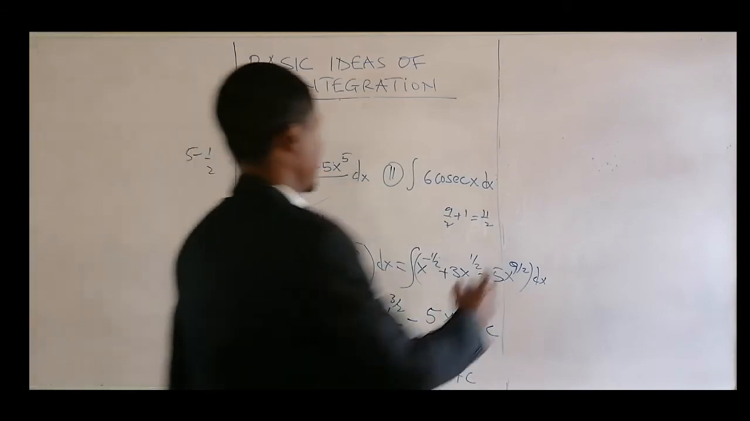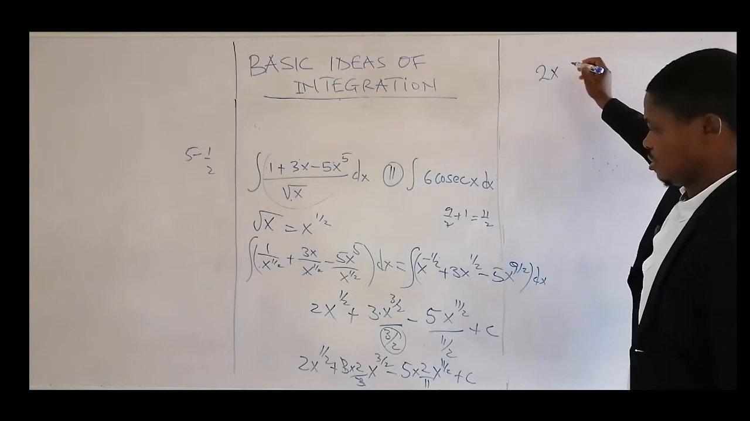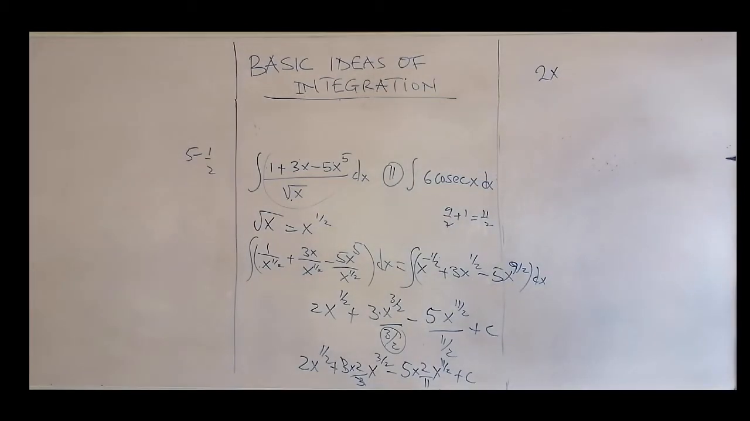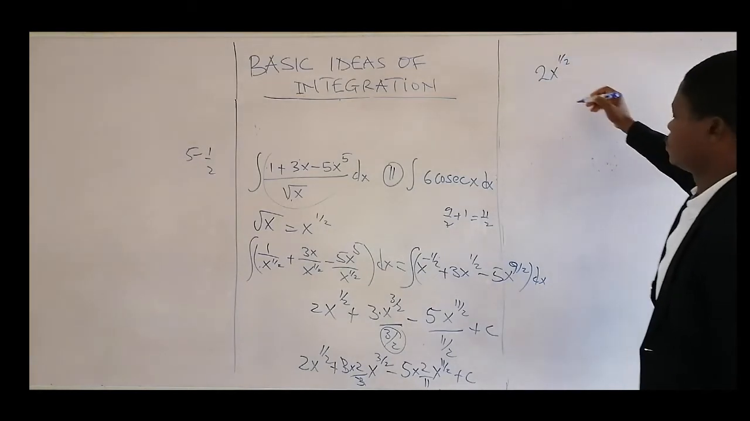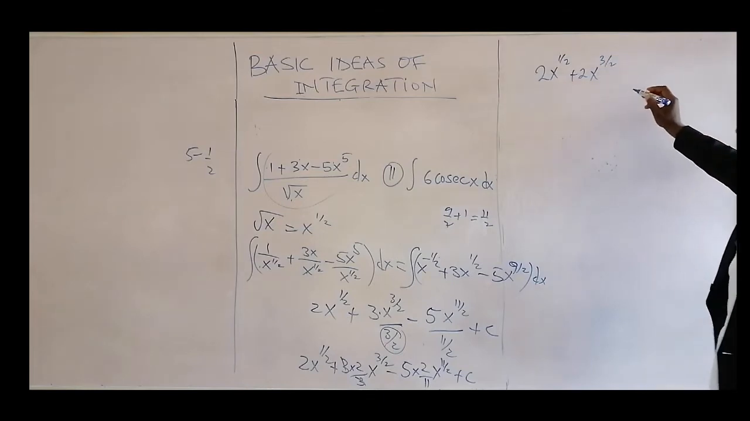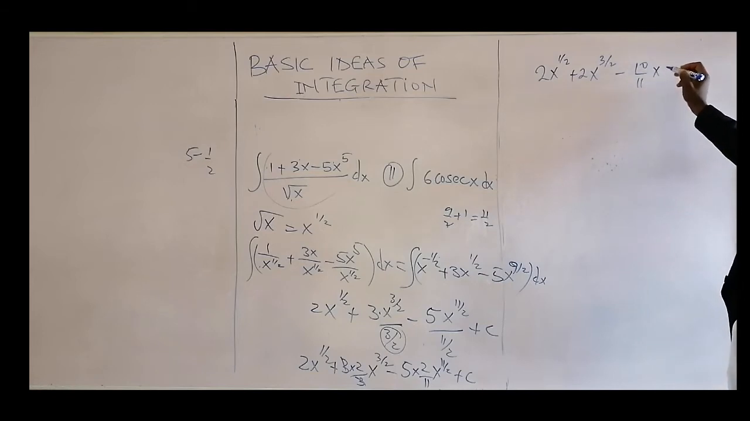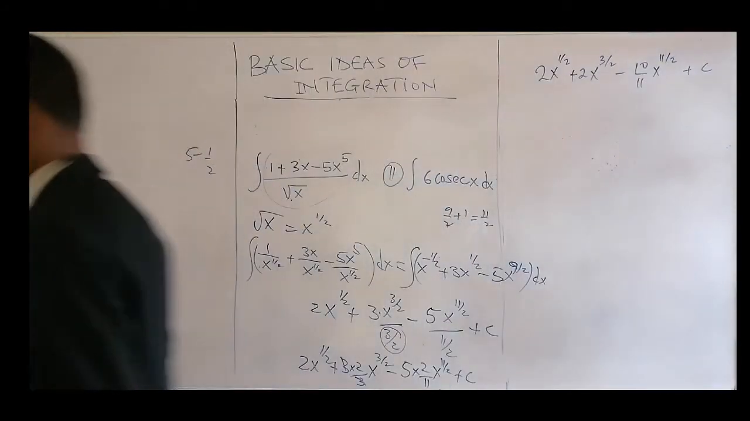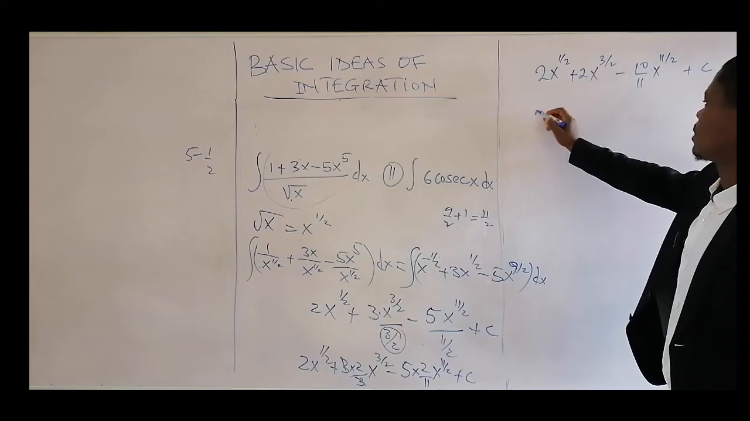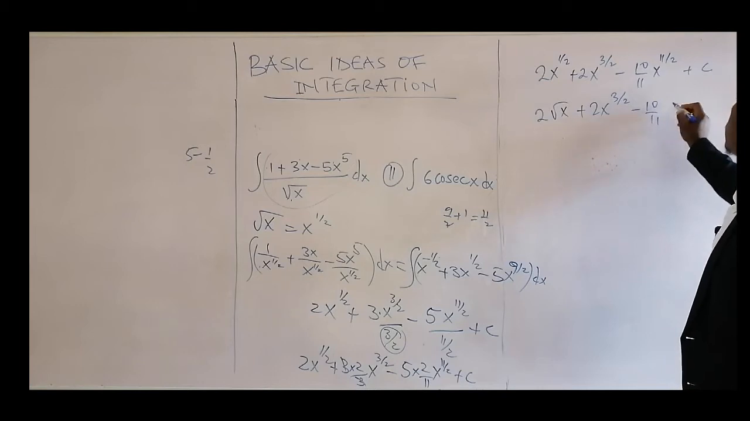Okay, so finally, your answer will be equal to what? 2x to the half, plus 2, 3 over 2, then minus 10 over 11, x to the 11 over 2 plus c. So that's that on that question. You can write this as 2x to the half plus 2 x to the 3 over 2 minus 10 over 11 x to the 11 over 2 plus c. So that's just that.